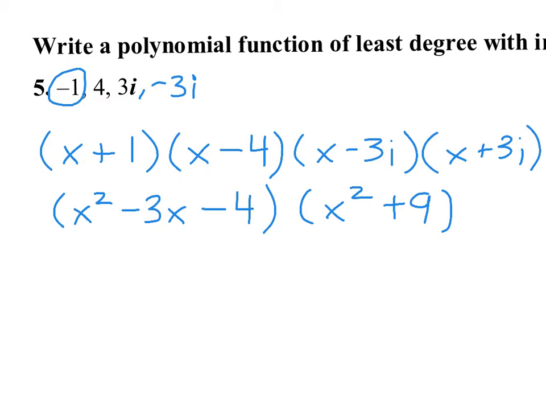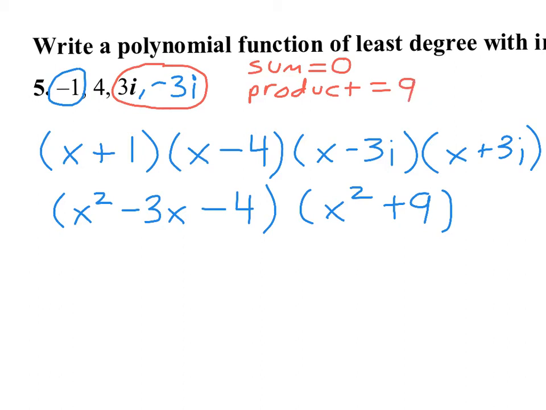All right, so I'm going to take a break here to show you a shortcut for the complex roots. This shortcut actually works with all roots. So if you take any two roots, if you find the sum, the sum of those two is 0. And if you find the product, 3i times negative 3i is negative 9i squared, or positive 9. So there's a shortcut you could use.